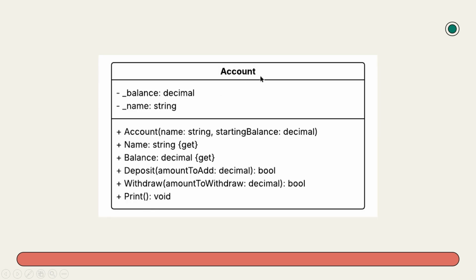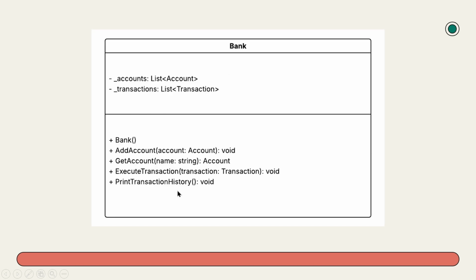Next one, I have the account class. This class handles a single bank account, and it keeps the balance and name private, and it provides the methods to deposit, withdraw, and view transaction. Next one, I have the bank class. This class handles all the accounts and the transactions. It lets you add, find, and update the accounts, and it allows you to keep the record of every transaction.